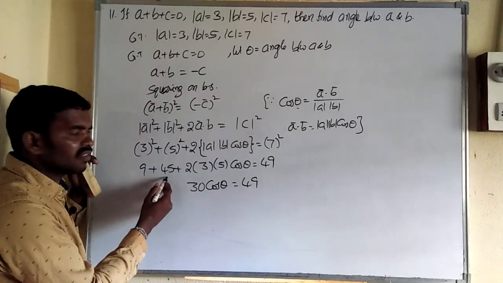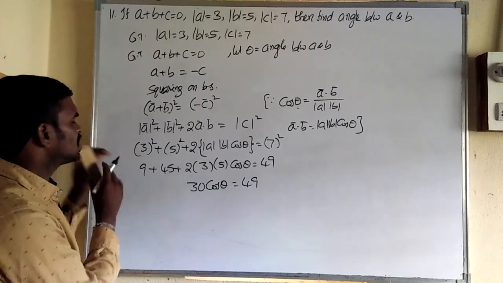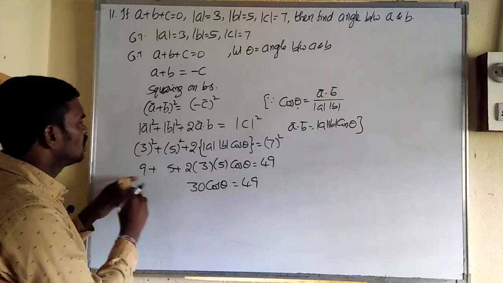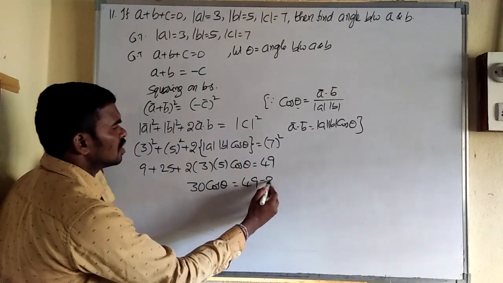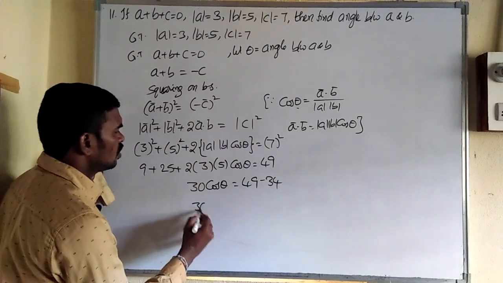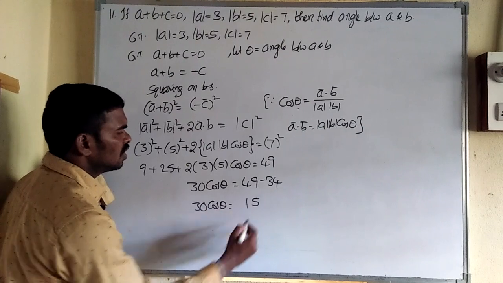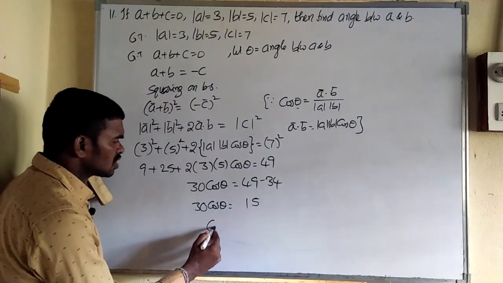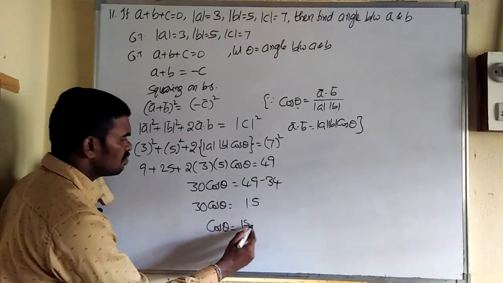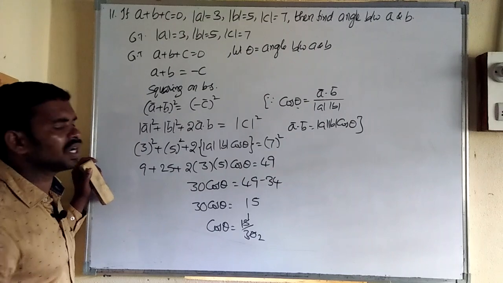Now 9 plus, sorry, this is 25. Very good. 9 plus 25 how much? 34. Sending it to the right side it becomes minus 34. So 30 into cos theta equals 49 minus 34, how much? 15. So now cos theta is equal to 15 by 30. Cancelling, cos theta is equal to 1 by 2.